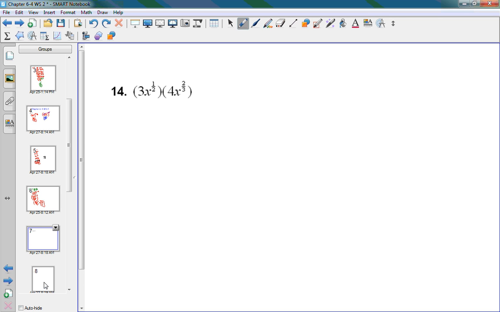What do I do here? What do you tell us to do? There are no exponents on the outside, are there? So my saying from section 6.1 was numbers with numbers, letters with letters. I'm going to rearrange this: 3 times 4 times x to the 1/2 times x to the 2/3. What's 3 times 4? 12. And now what do I do with my exponents? Add them. So that is going to give you x to the 1/2 plus 2/3.